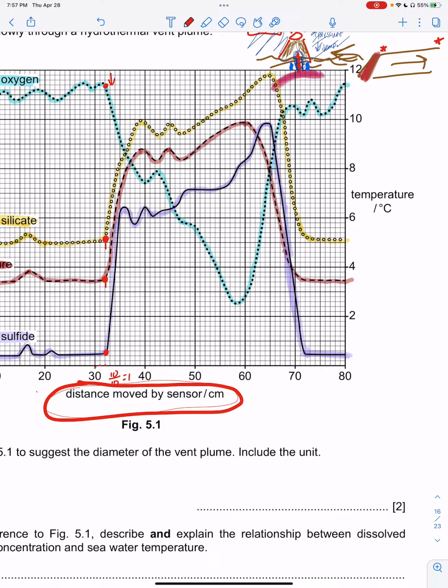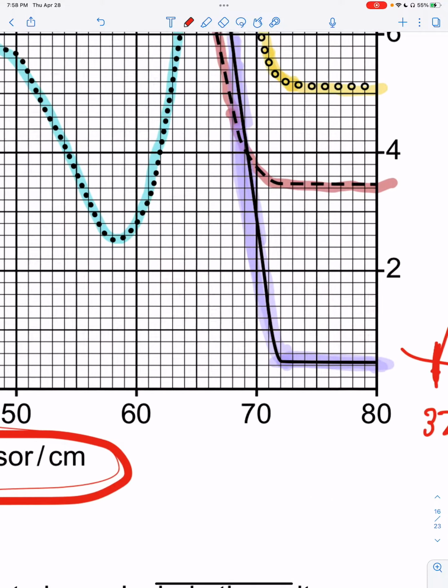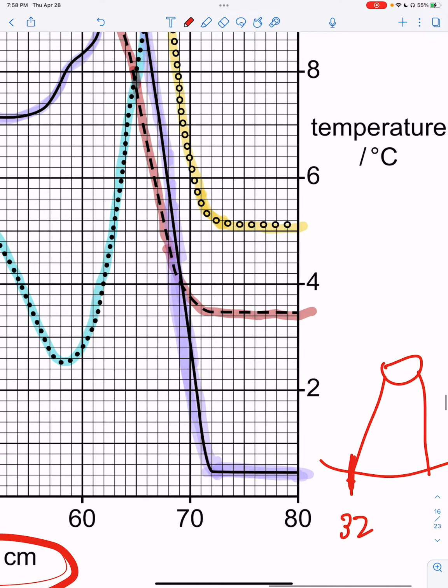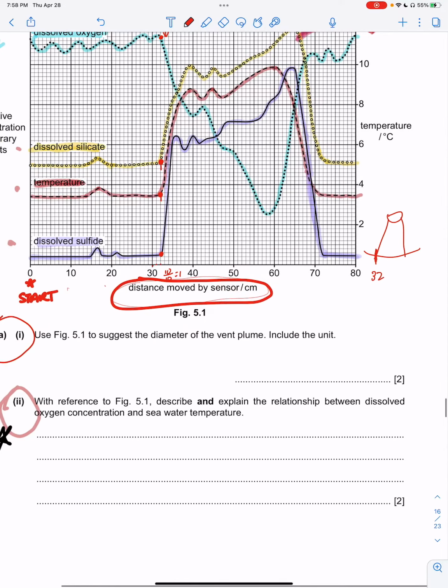And then where does it come down? Like the edge of the plume, right? So we're looking at this part right here. So this would be your 32. The sensor that moved over. Where does the end of it happen? So what is my purple? The sulfur.